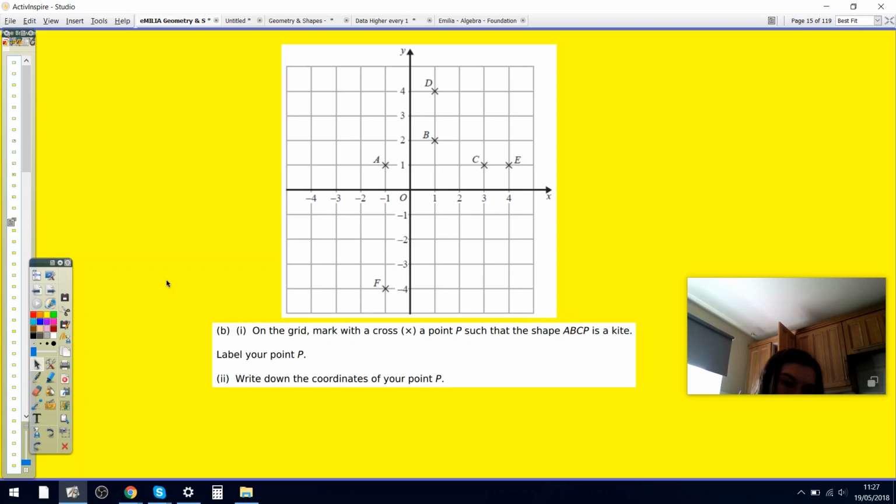So it goes 2, 1, 2. So would it be 1 minus 1? Where P would go? Yeah, that'd be fine. 1 minus 1. And I think so long as it's 1 across, then it's fine. Like it could be 1 minus 2, 1 minus 3, 1 minus 4, and so on.